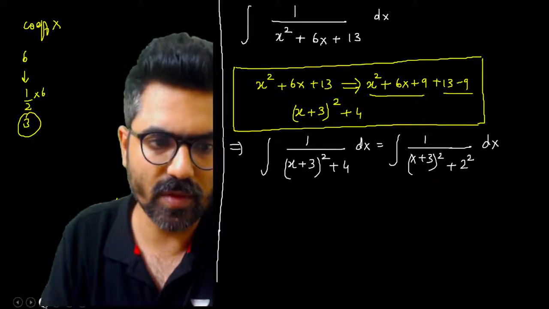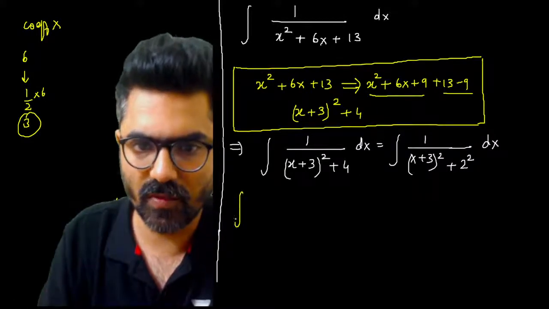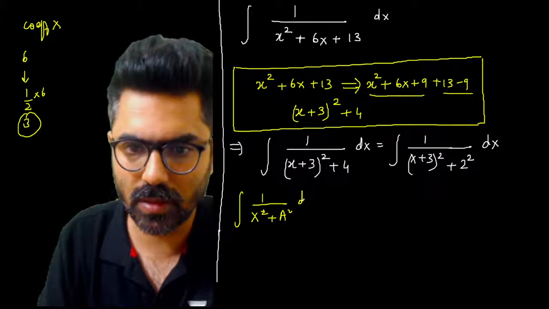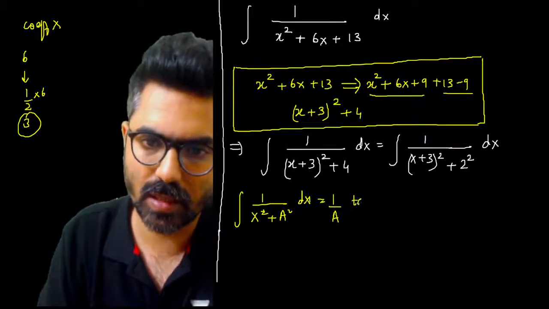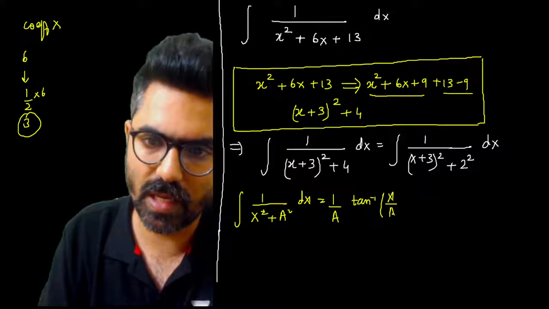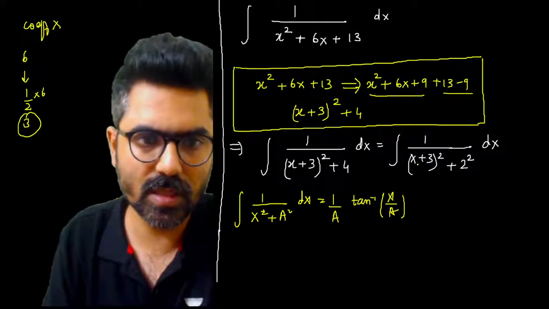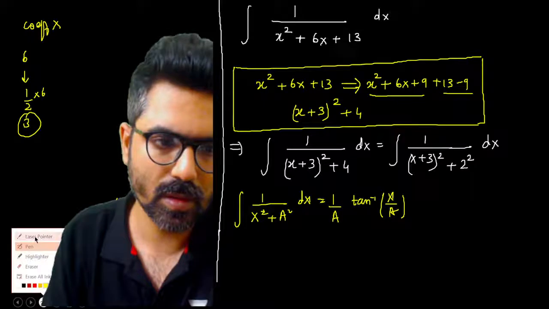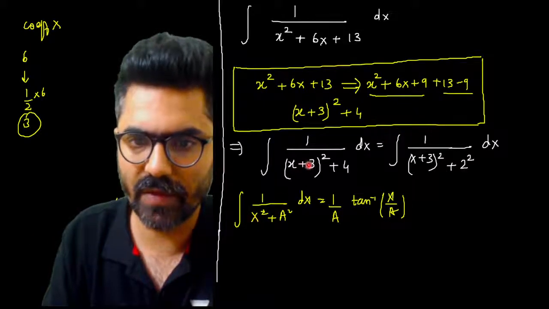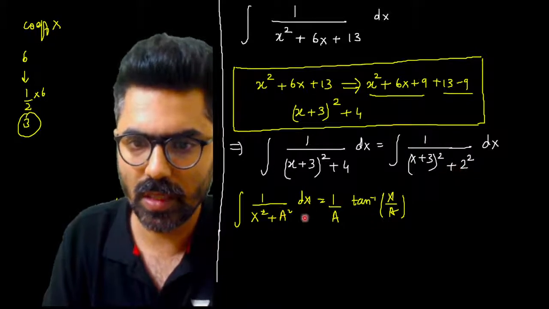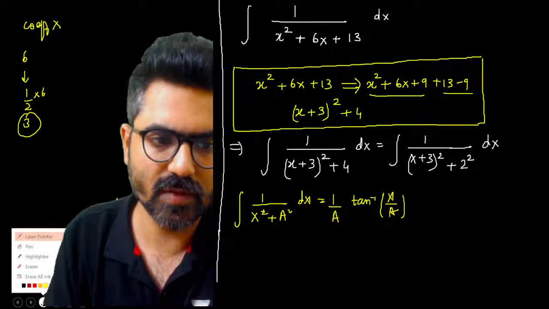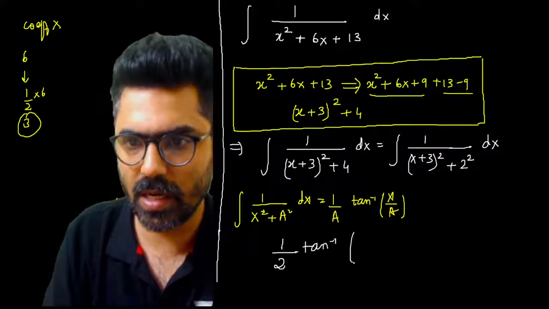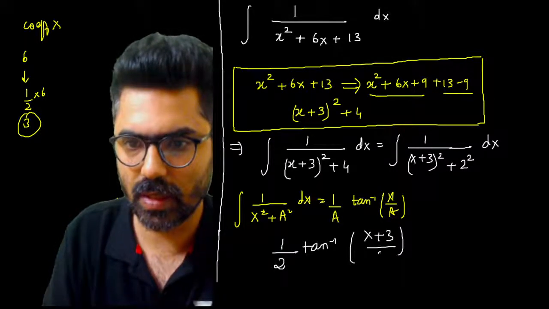Now look at the formula that we have learned. The formula was 1 upon x square plus a square. Is it corresponding to the same formula? Yes, it is 1 by a tan inverse x by a. So instead of x, we have x plus 3, and instead of a, we have 2. A square is 2 square, so a is 2. You just have to compare it properly. So let's write the final answer now. Final answer is 1 by a tan inverse x by a plus c.